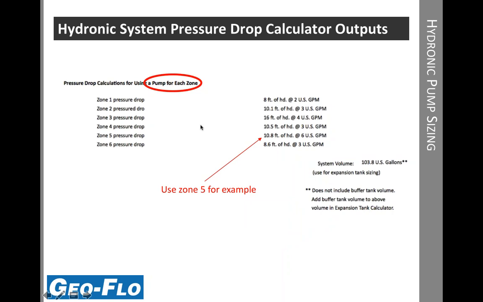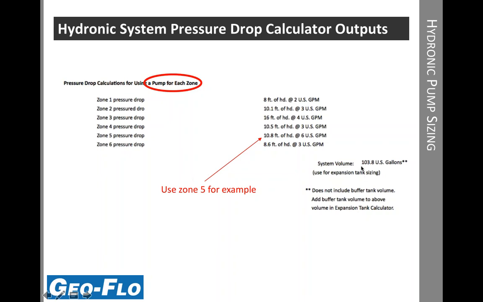So this is the output of that calculator. You saw the inputs earlier on the slide. In this case, I've picked a pump for each zone, so the output will be different than if I picked variable speed pumping with zone valves. It shows me all 6 zones' pressure drop, my foot of head and flow rate for each of these zones, and I'll use zone 5 as my example for pump sizing.